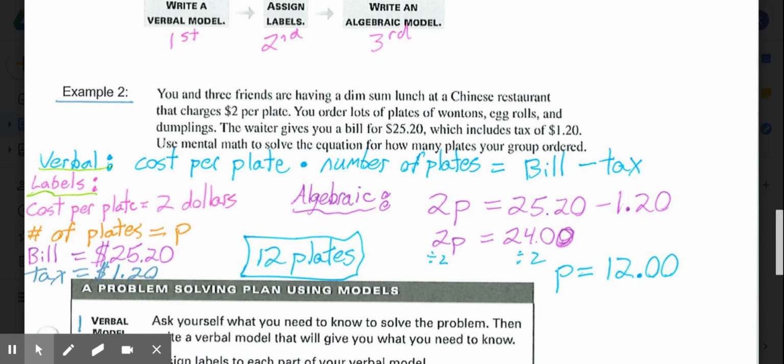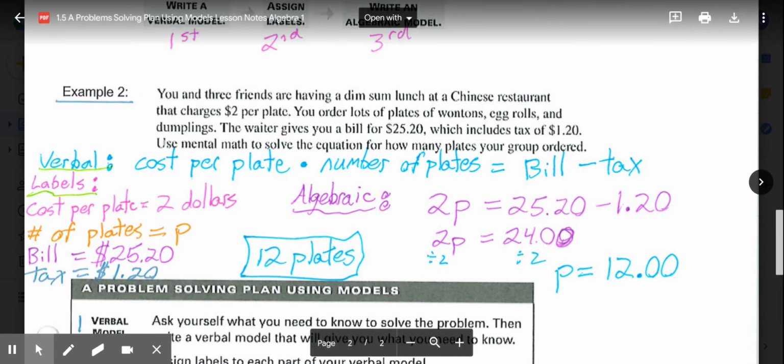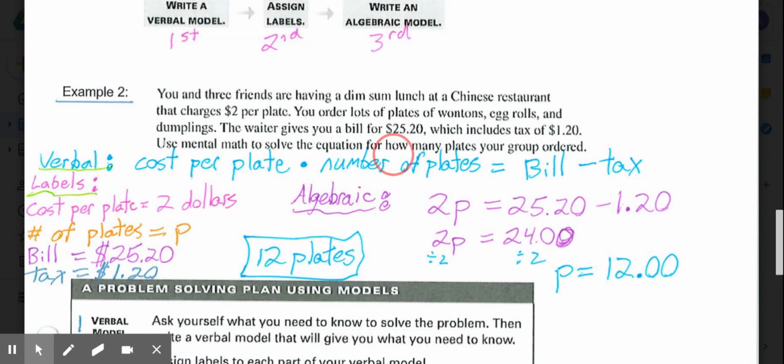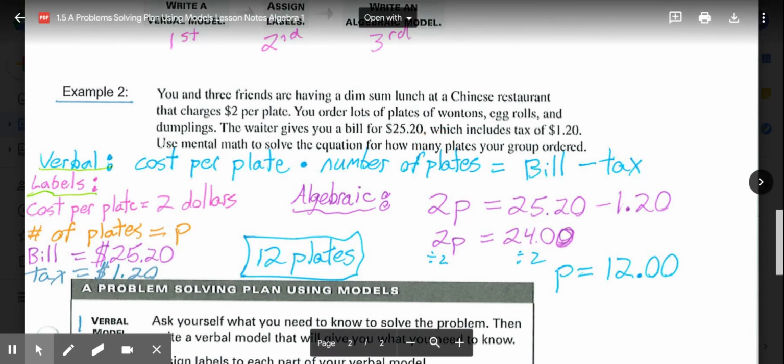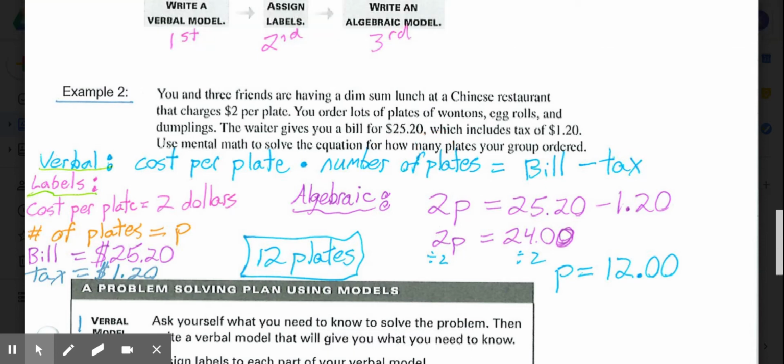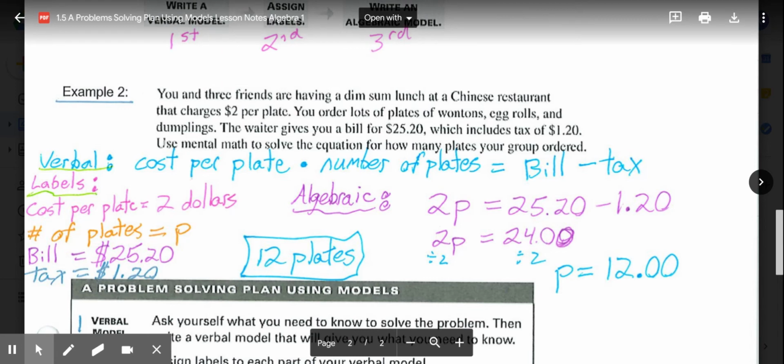So the way we start is by taking this word problem and breaking it down to a verbal model. Well, what I know is if I take the cost per plate times the number of plates, so cost of my plates times the number of plates, should equal whatever that total amount was, so the bill minus the tax.